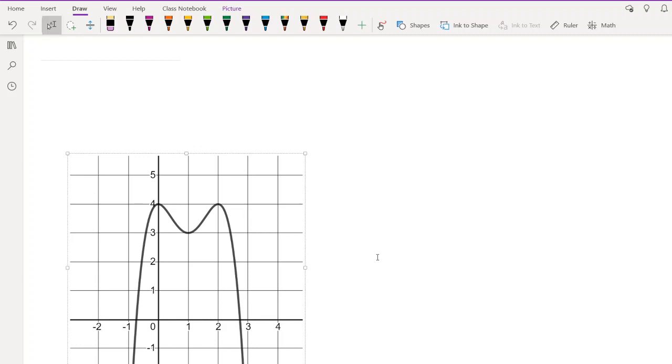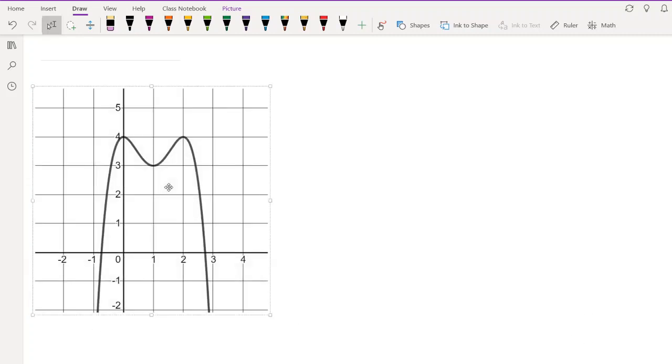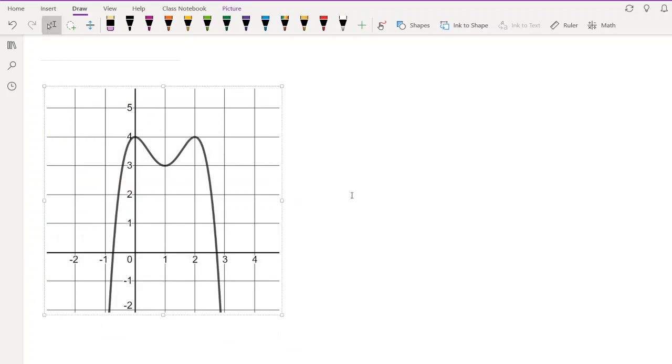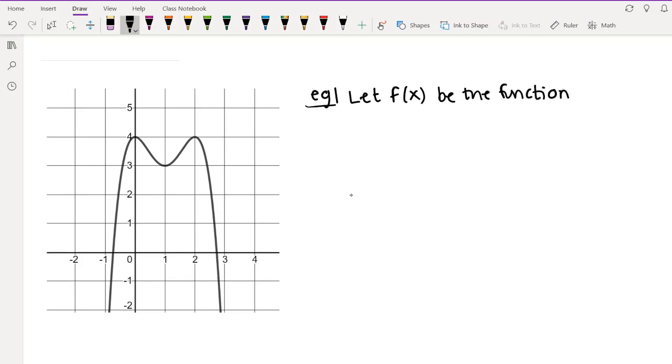So it doesn't have to be perfect. If I'm asking you to do something like this, let's say on a quiz or on the homework, I'm not looking for absolute perfection. I'm just looking for the right general idea. So I'll show you what I mean. So let's say that, again, f of x is the function graphed. And so we are going to sketch the graph of f prime of x.